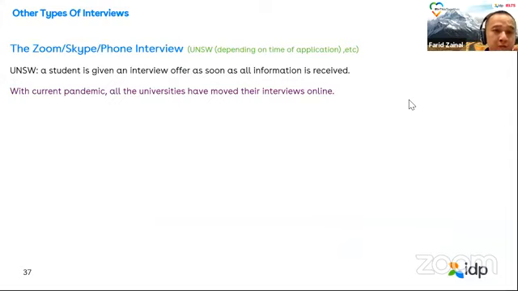Moving on, you will have your Zoom, Skype, or phone interview, proving to be popular because obviously it's the only way now that interviews are done. For UNSW, a student will be given an interview offer as soon as you have submitted all your information in your application itself. So do take note that once you have submitted your application, do look out for emails. Largely, I believe they will communicate through emails informing you of your interview timing and date.